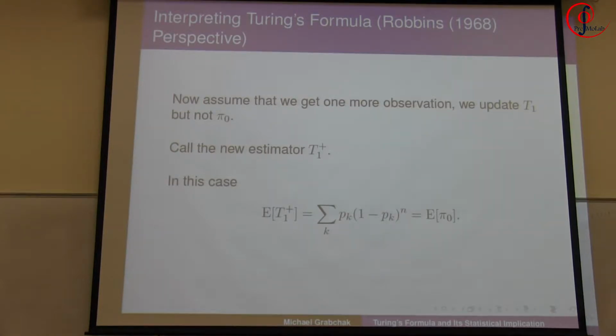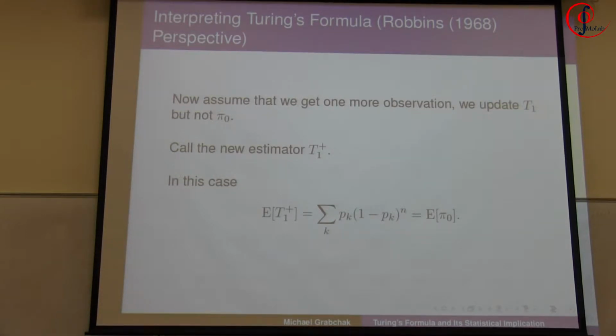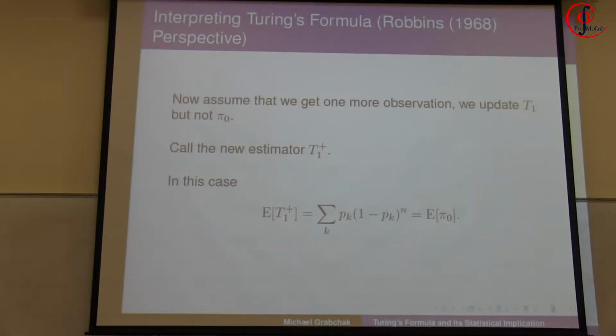A different way of thinking about it is due to Robbins in 1968. Robbins thought of it this way: let's say we get one more observation. If you give me just one more observation, then I could make this unbiased. We get one more observation, and we update Turing's formula to get a new estimator based on this one more observation, but we don't update pi 0. If we do that, then the expected value of this "give me just one more observation" estimator has exactly the same mean as the expected value of pi 0. So this was how Robbins tried to explain how Turing's formula works.